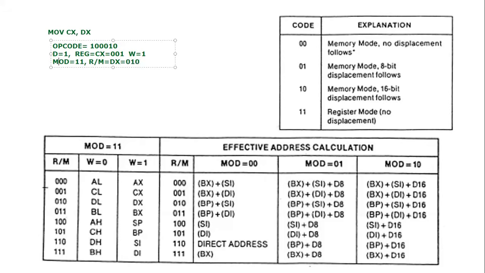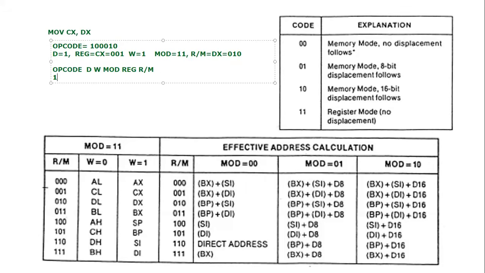So these values we have already put in order. We have already calculated every field, so now let's put them in order. The order is opcode, then D, then W bit, then mod, then register, and then R/M. So opcode was 100010. D bit is 1. W bit is 1. Mod is 11. Register is 001. And dx is 010, right? So if we arrange them in order, it is 100010 1 1 11 001 010.